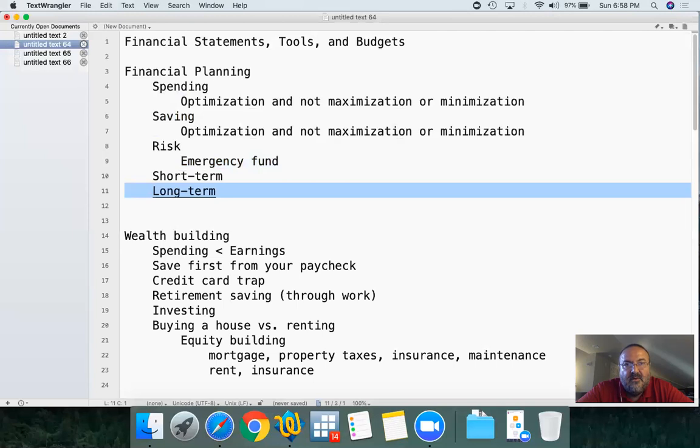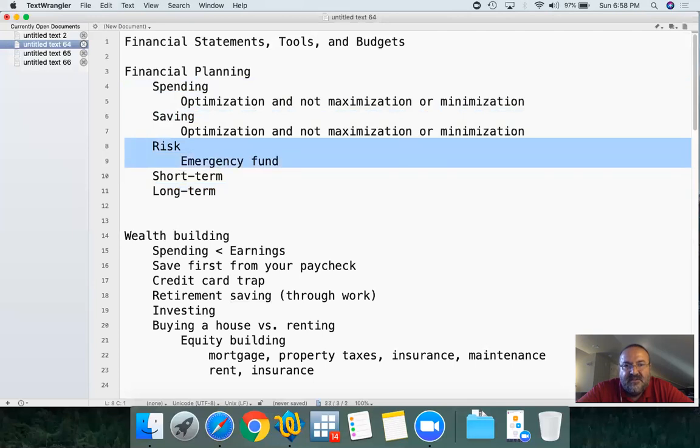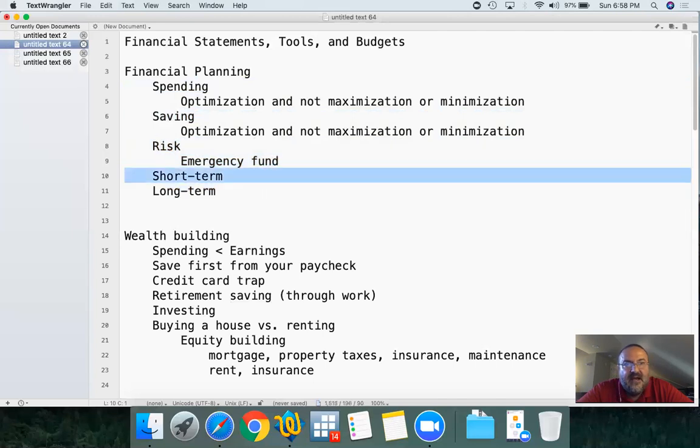So financial planning has spending, saving, and some sort of risk that you are always exposed to, and preparing for that or being ready for that, and then having these plans for the short term as well as for the long term.